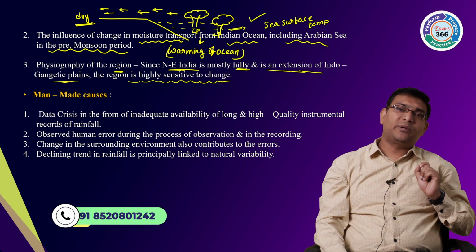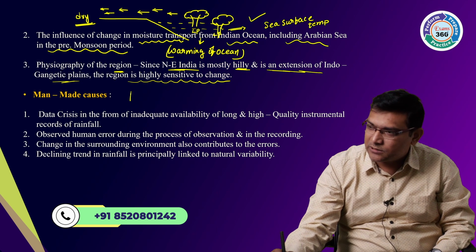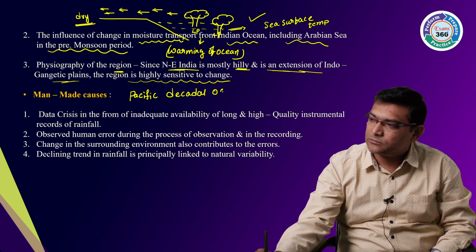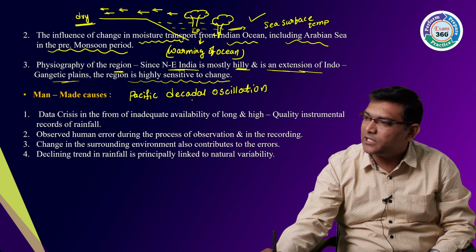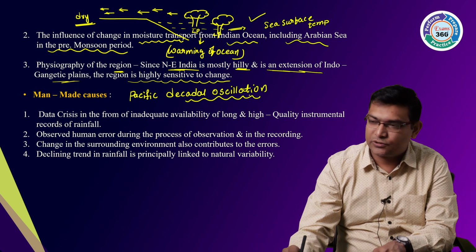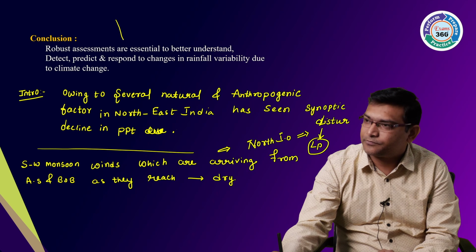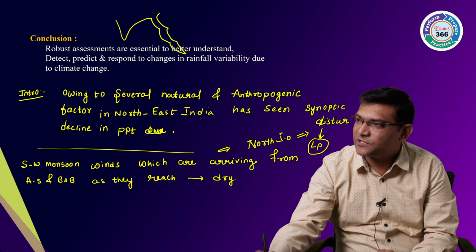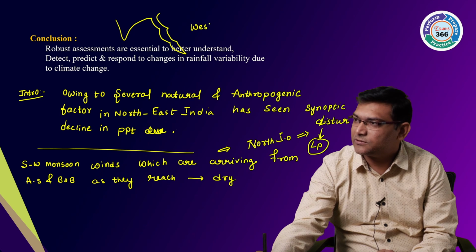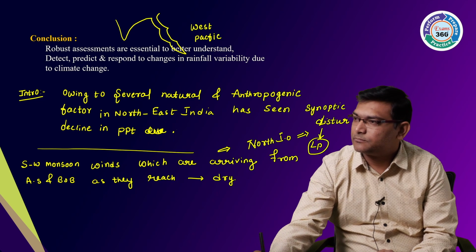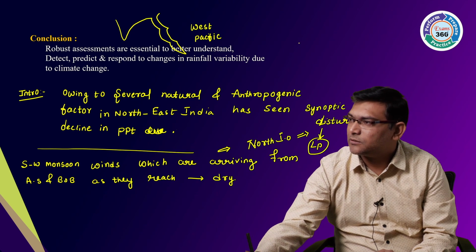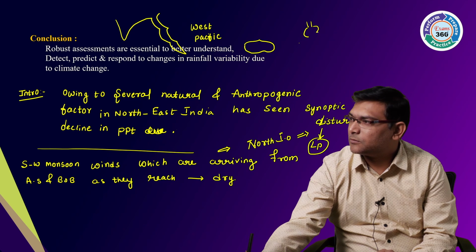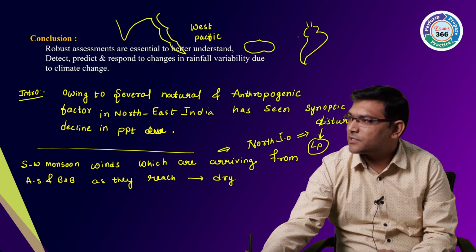That is one phenomenon. The other natural factor is the Pacific decadal oscillation. We will write Pacific decadal oscillation. What is the Pacific decadal oscillation? See, suppose this is your India, this is your Western Pacific, and this is your Eastern Pacific.